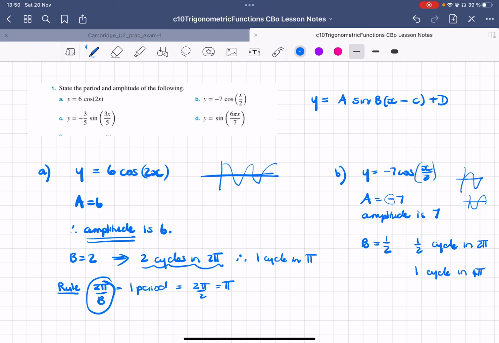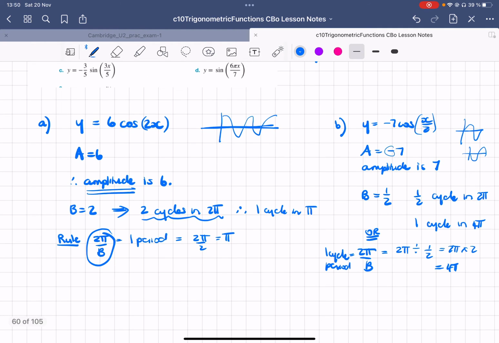Again, you can rather use your formula if you prefer, and this is probably what students prefer. 2 pi over b is 1 cycle or 1 period. So that's 2 pi divided by a half, which is 2 pi times 2, which is 4 pi.